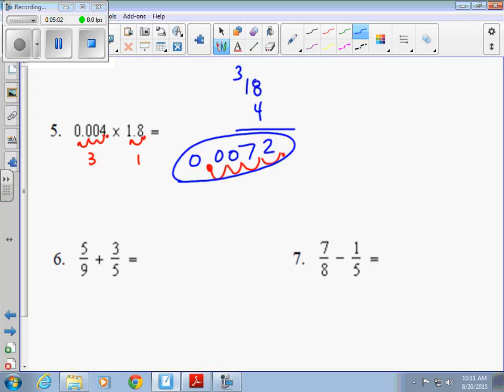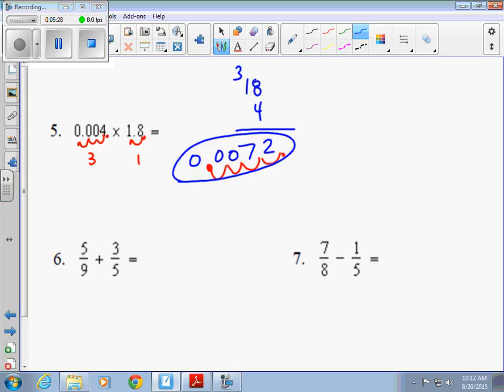Now, 6 and 7 are the reason everybody hates fractions. These two problems right here are the reason you are not alone. If when you looked at these two problems, you said, I'm skipping those, this is why. Because when you add and subtract fractions, the bottom number has to be the same. You have to have a common denominator for the bottom number. The easiest way to find a common denominator is to just multiply the two bottom numbers together.